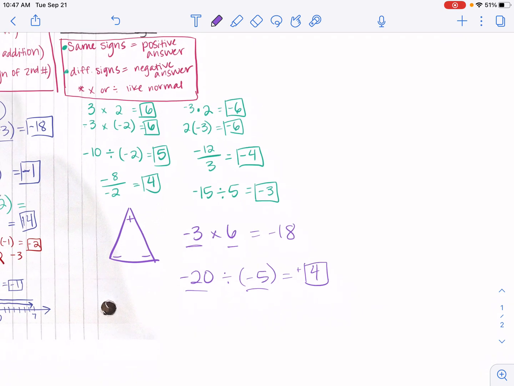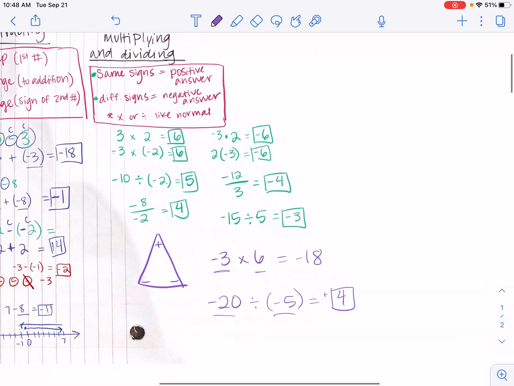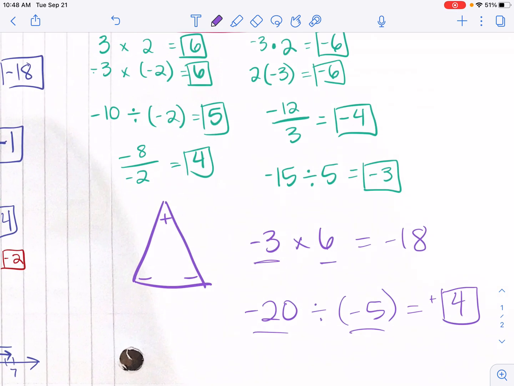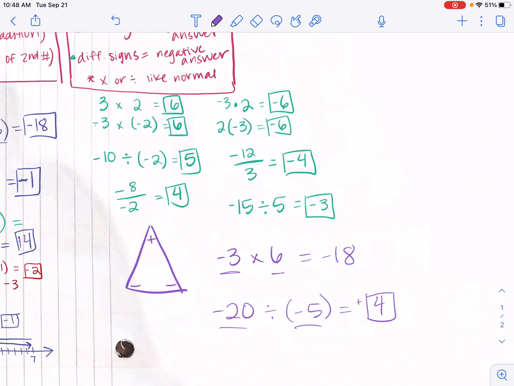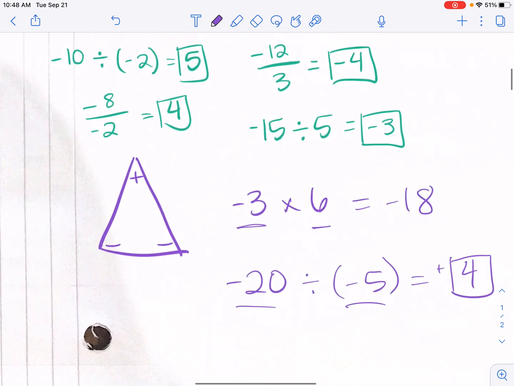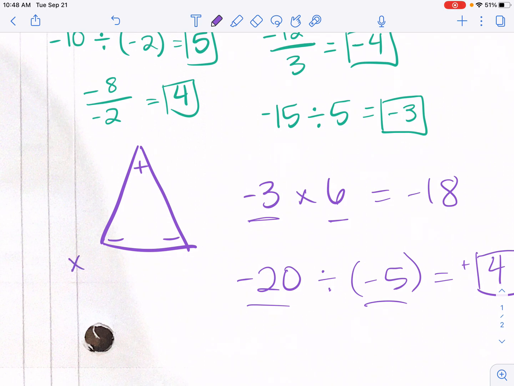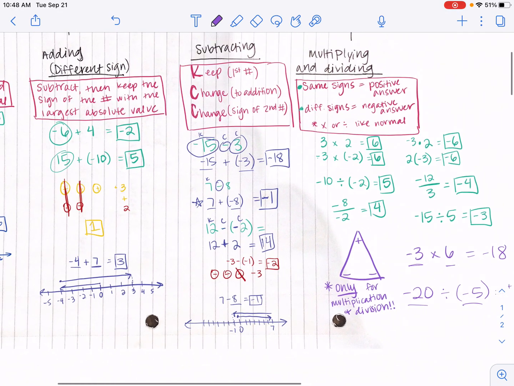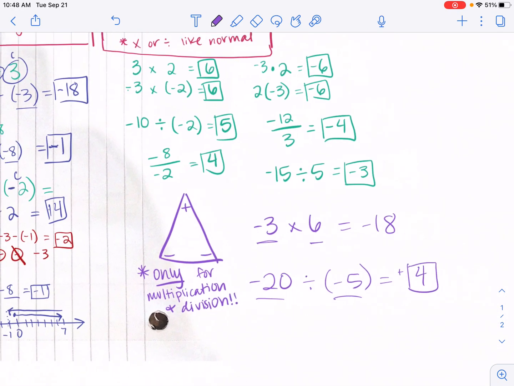Okay. Another thing you can do is a tic-tac-toe method. If you want me to teach you about that, just let me know and I'll show you. It's a little bit more complicated, so I like the triangle method just a little bit better. So the triangle method, you just cover up whatever 2 signs you're using, and then your answer is left over. If you write this triangle in your notes, I want you to write down below it, give it a little star, and say only for multiplication and division. I don't know how many times I see people try to use the triangle method for addition or subtraction. It doesn't work that way. It only works for multiplication or division.